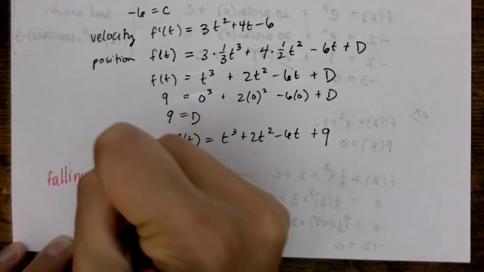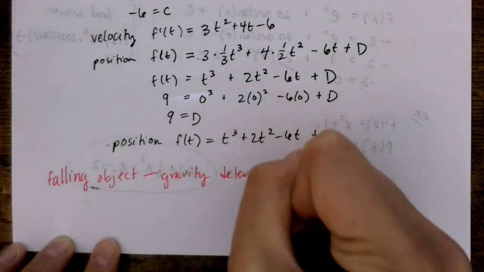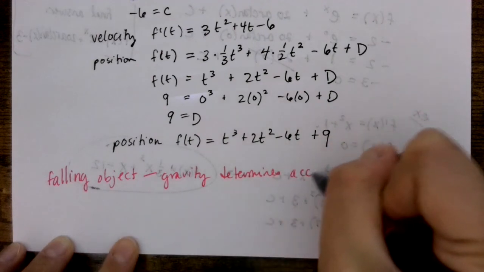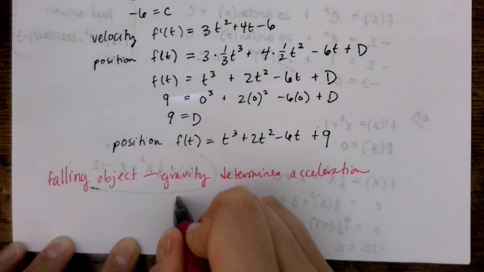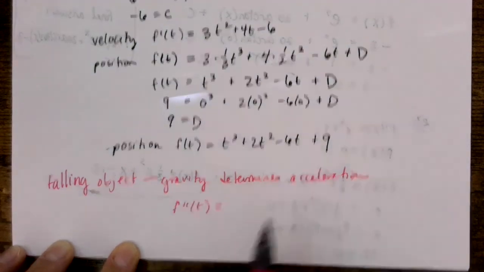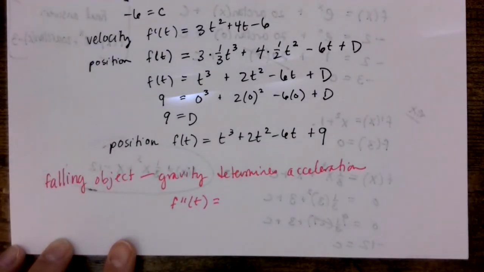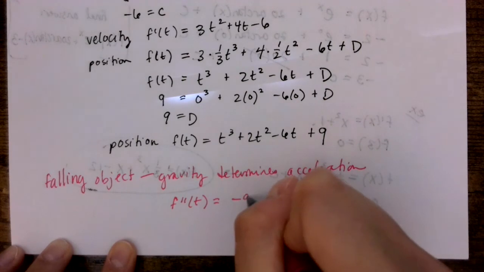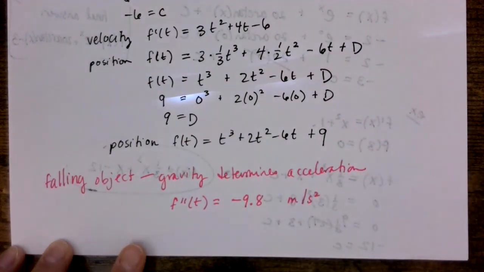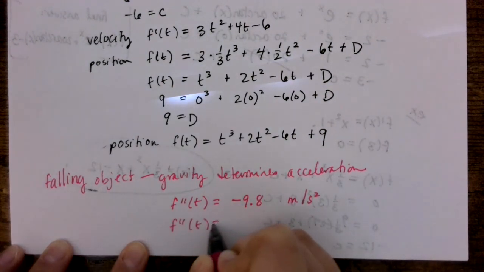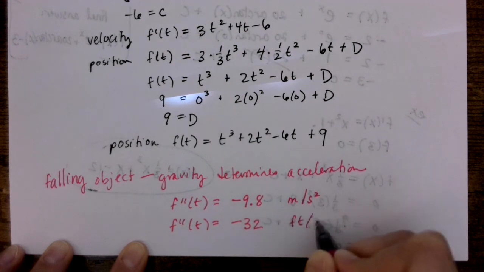falling object, gravity determines the acceleration. We would know that your second derivative formula, the one that we started with right here, is either, make sure I get my units right here, negative 9.8 if you're in meters per second squared, or if you're in feet per second squared, it would be negative 32.